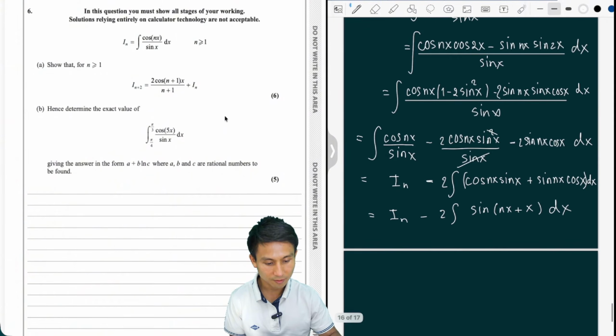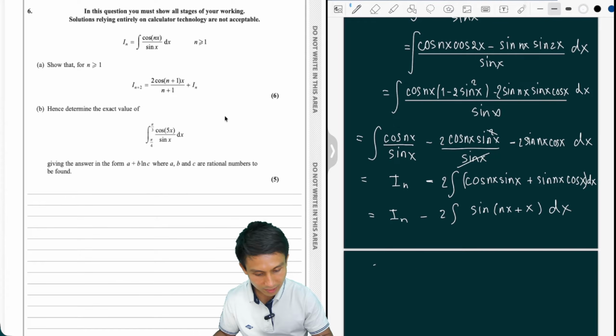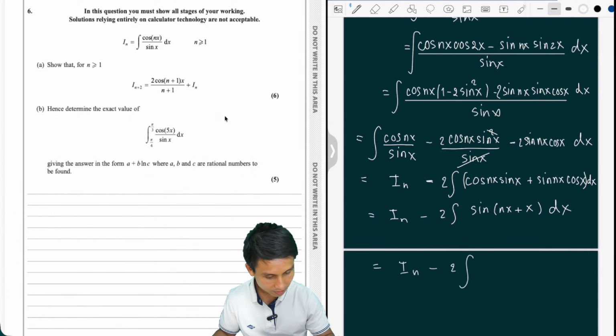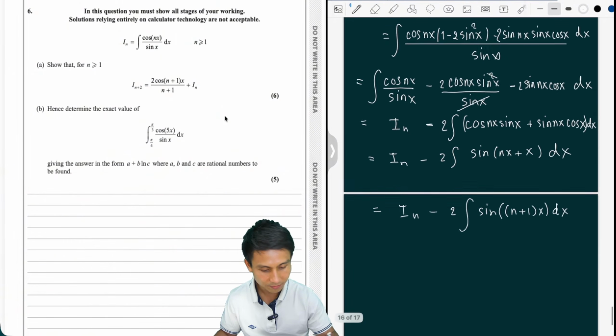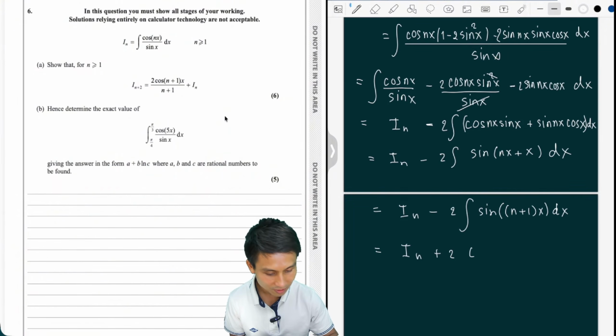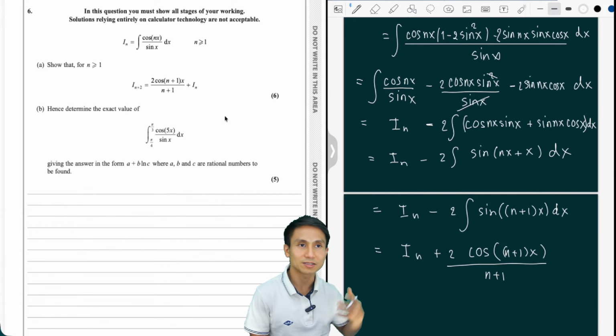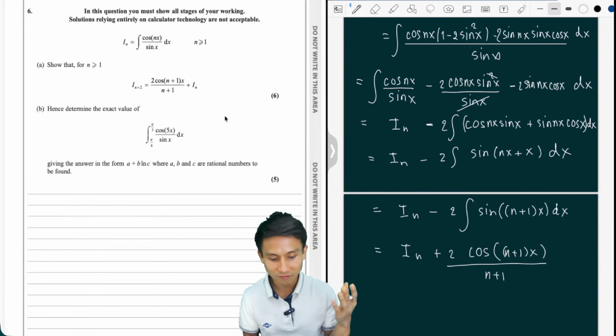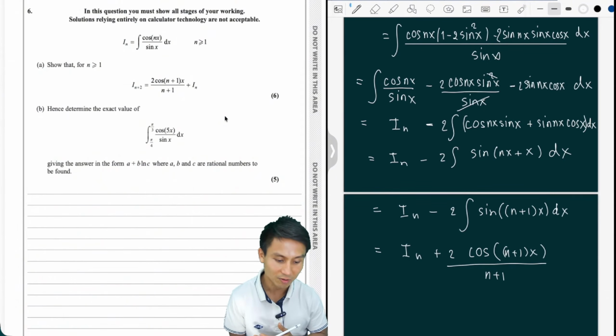So if we factorize that, we get sine of what? n plus 1 times x as the argument, right? And if we integrate that, integrating sine we get a minus cos, so that's going to be a plus cos, same angle here, n plus 1 times x, and then divided by n plus 1. Think of n plus 1 as a k, a constant in front of x, so you need to do a reverse chain rule, bringing it down like that.